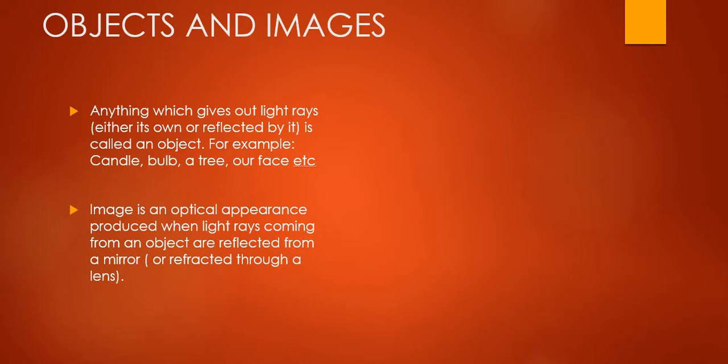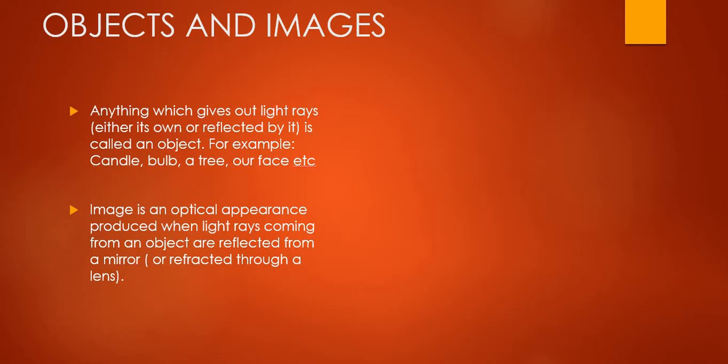In order to understand ray diagrams, you need to understand two concepts. One is of objects and the other is of images. So what are objects? Anything which gives out light rays, either its own or reflected by it, is called an object. You know that some objects have their own light, like the sun. They are called luminous objects. And there are some which don't have their own light. They reflect the light which falls on them. So all these things like candle, bulb, tree, table, chair, all are objects.